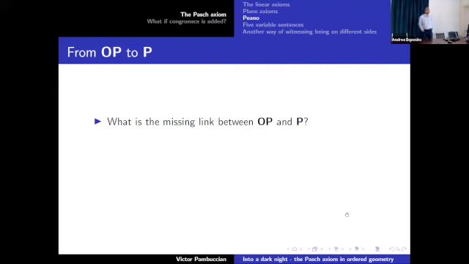What is the missing link between the outer Pasch and the Pasch axiom? Because we know outer Pasch is something that's true in any dimension. Pasch is specifically two-dimensional. So it's absolutely clear that OP is weaker than P because OP is true, for example, in three-dimensional space. So what's the missing link there?